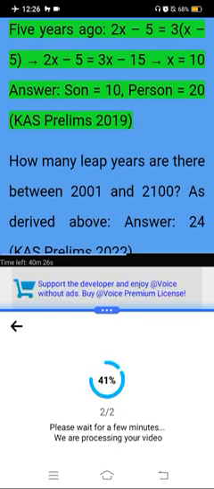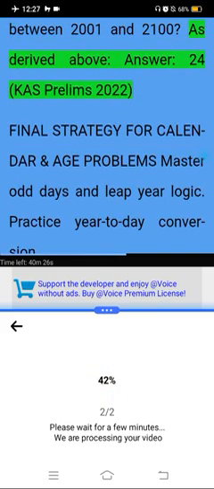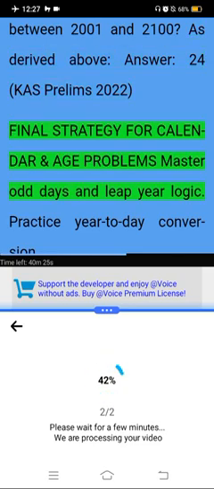CAS prelims 2019. How many leap years are there between 2001 and 2100? As derived above. Answer: 24. CAS prelims 2022.